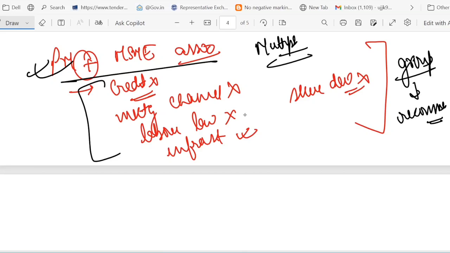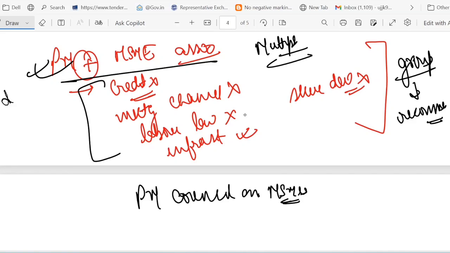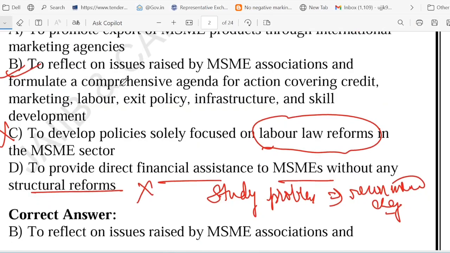It recommended setting up the PM Council on MSME, which was set up to monitor the progress. So friends, remember the Pradhan Mantri task force for MSME was all about a 360-degree solution for small businesses, not just one area. I hope this clears your confusion. Now friends, let's look at the next question.